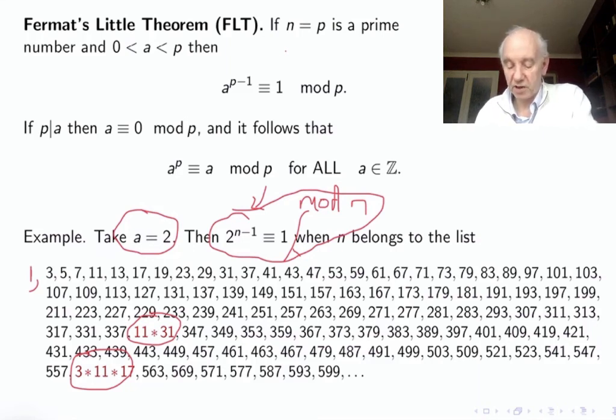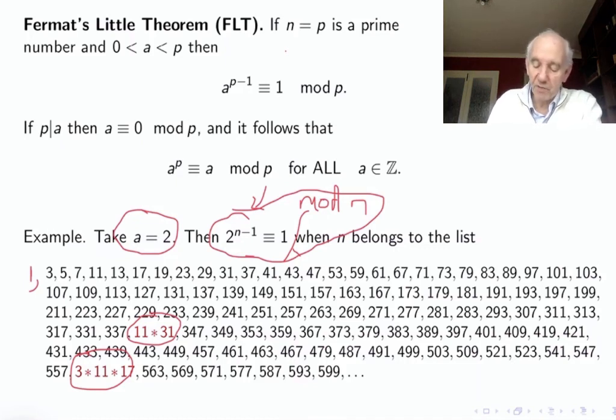But up to 600, there are only 2 of these numbers for which this relation, Fermat's little theorem relation, holds, but n is not prime. The 2 numbers are 341, that's that one, and the bigger number is 561. They're both divisible by 11. I factorised them there.